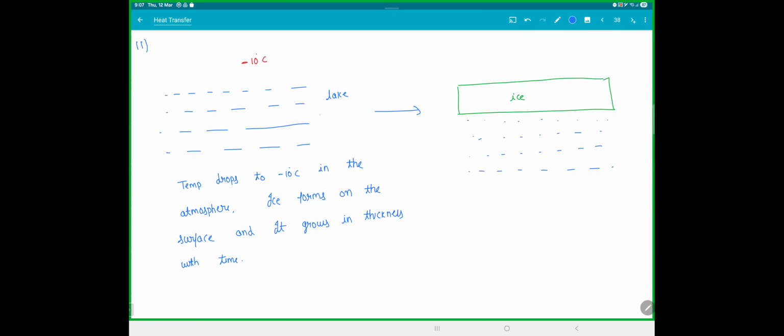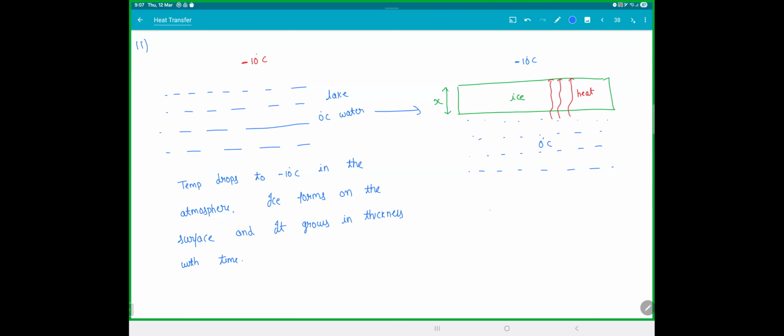Right, so we will assume the water is at 0 degrees. The water is at 0 degrees, outside is minus 10 degrees. So what will happen? The heat will start flowing from the water to the atmosphere through the ice slab. X is the thickness of the ice slab. The conductivity of ice, K ice, is K.